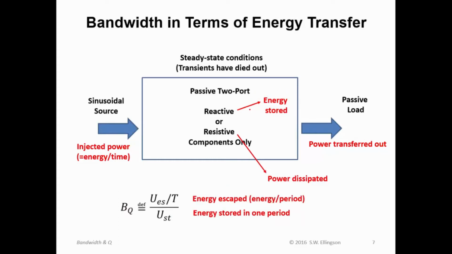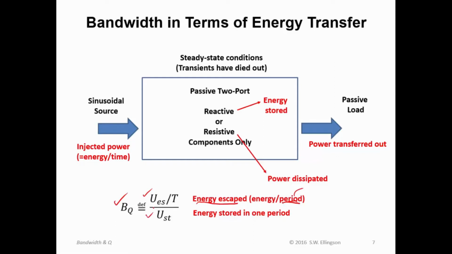Now we can also think of this in terms of energy transfer, right? So let's make the following definition. B sub Q is a type of bandwidth I would now like to define. I will define it as the ratio of these two things. The thing in the numerator is the energy escaped out of the two-port per period of the sinusoid, right? This is a sinusoidal input, so I can define the period of that sinusoid. So the numerator is energy escaped per period of the sinusoid.